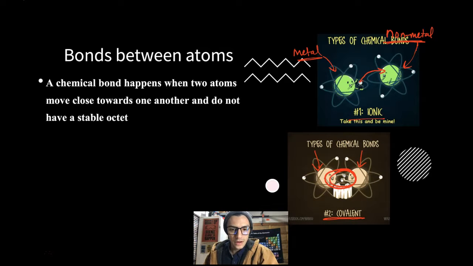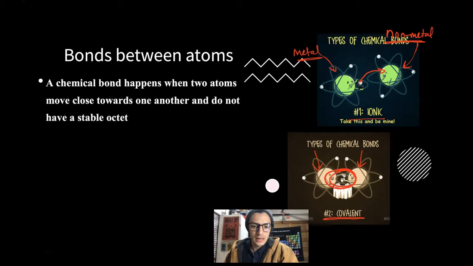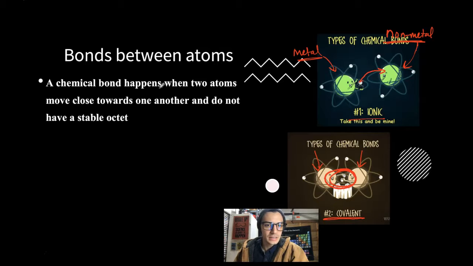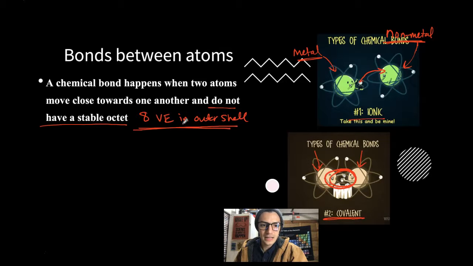So just to walk it back a tiny bit, a bond is basically happening between two atoms when they move close to one another, and this is important, when they do not have stable octets already. If you remember, an octet is that rule that you need to have 8 valence electrons in your outer shell, the outer energy shell. That's the octet rule. And that is very stable.